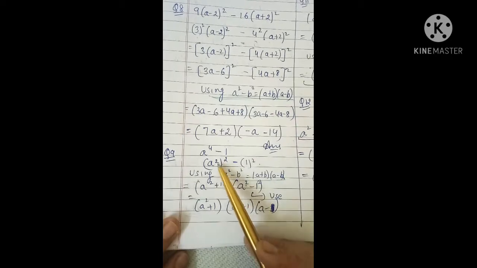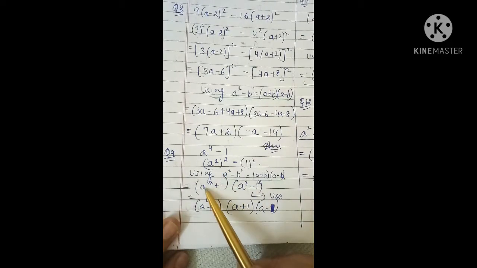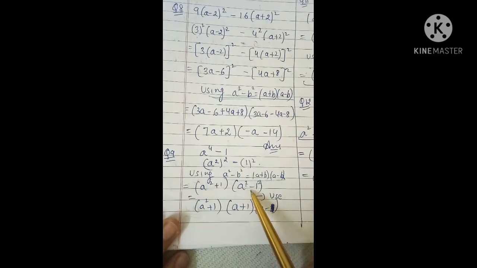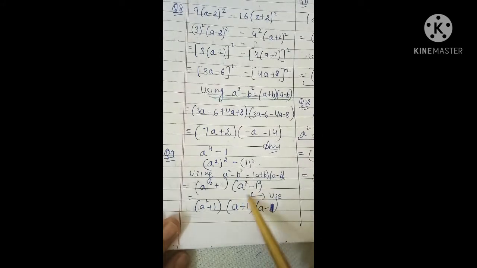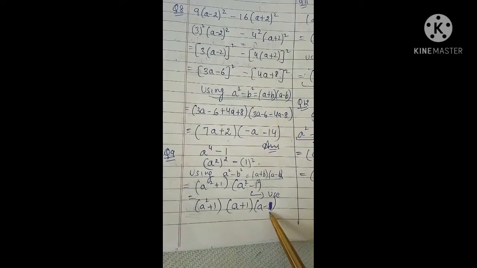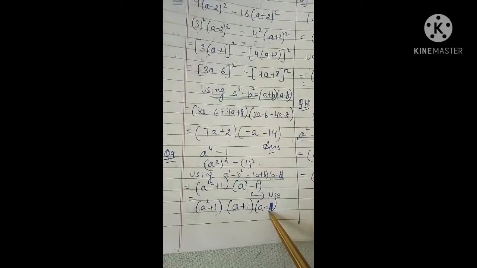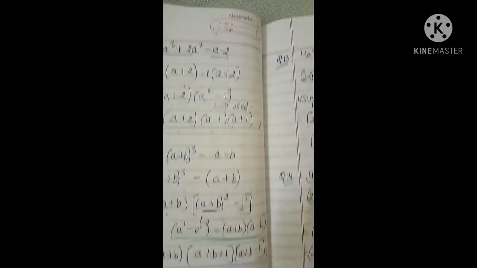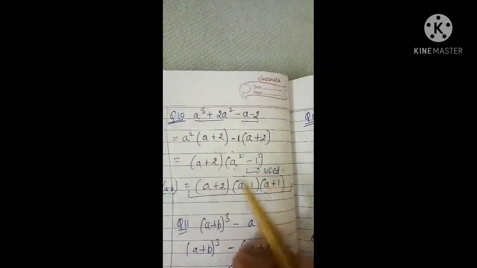In place of a there is a square. So it is a square plus 1, a square minus 1. Here again we can use the formula a square minus 1 square, that is a plus 1, a minus 1. So this is the question number 9. Then question number 10. This is the 10th sum.